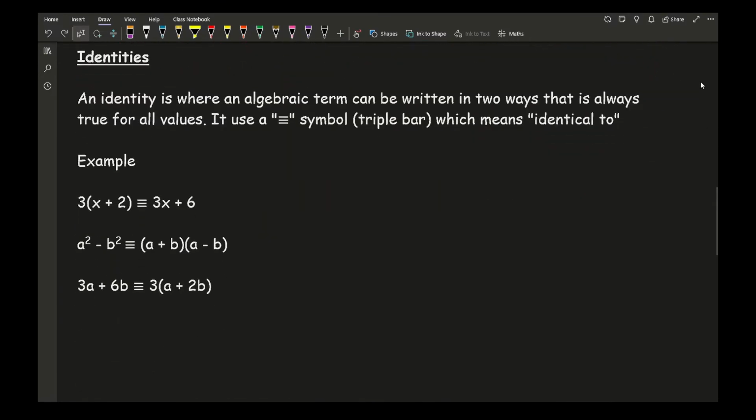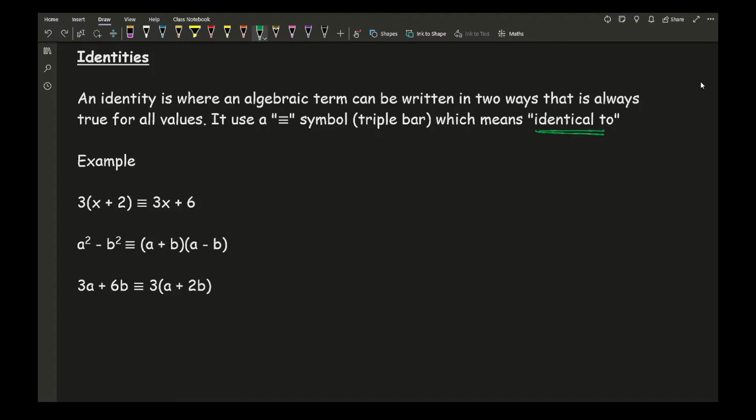So an identity is where an algebraic term can be written in two ways, and that is always true for all values of whatever the letter actually equals. Now it uses this triple bar or triple equal sign, which basically means that it's identical to.